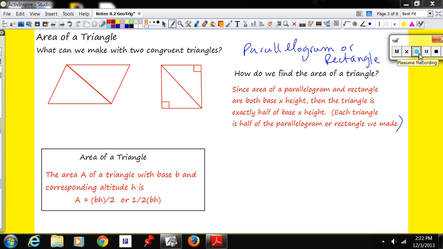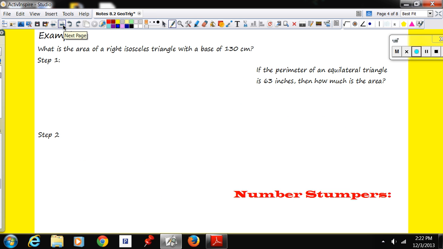Okay, let's move on. Example 2. All right, this is a good one. You need to really focus on this one. What is the area of a right isosceles triangle with a base of 130 centimeters? So first thing I want you to do is picture a right isosceles triangle.